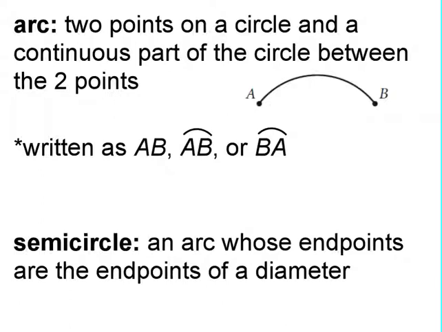What does the prefix semi mean? Half. So basically a semicircle, you already know, is half of a circle. The formal definition of a semicircle is an arc whose endpoints are the endpoints of a diameter. So it could be any diameter, and that will always create a semicircle.